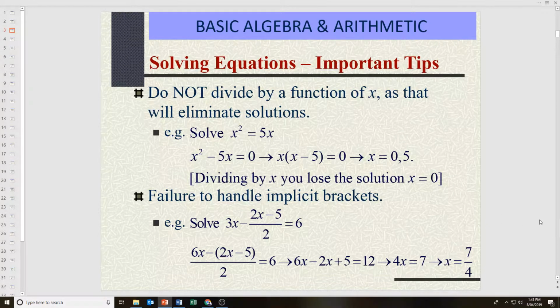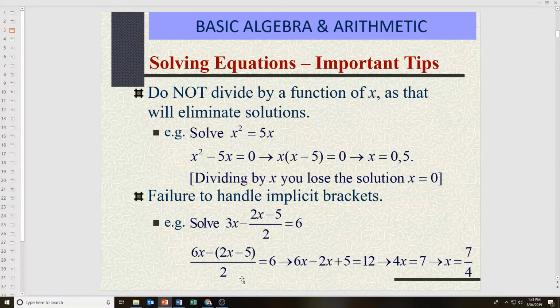Second tip in solving equations that you need to be constantly aware of is the failure to handle implicit brackets. Now, let's say we had to solve 3x minus (2x minus 5) over 2 equal to 6. Now, what I mean by implicit brackets, actually there are brackets here that are implied because the minus belongs to the whole fraction. So not just to the 2x term. So it's important that we put brackets there.